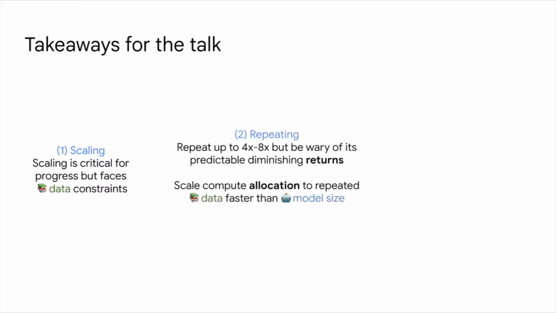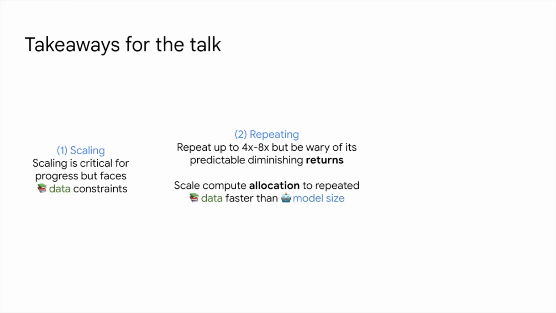All right. So now we'll go through the takeaways. First, we looked at scaling and established that scaling is super important for progress, but we're data constrained. And then the first way we investigated to solve those data constraints is repeating. And from empirical data, we saw that we can repeat safely 4, even up to 8 times. However, there are diminishing returns, and we can predict those.